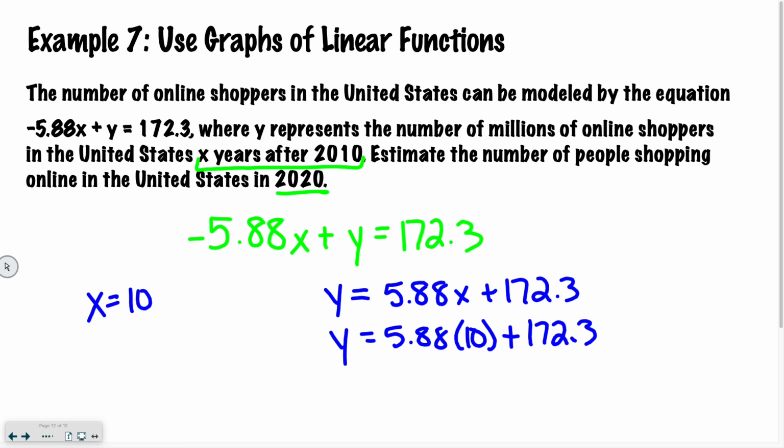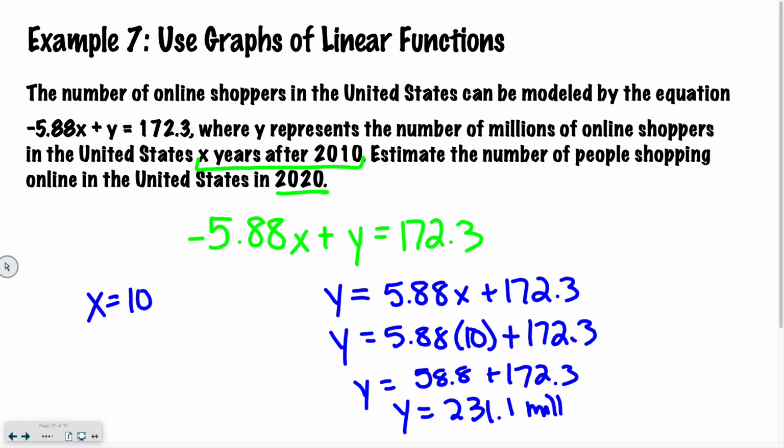5.88 times 10 would give me 58.8 plus 172.3. And I would find out that it's 231.1 million shoppers in 2020. And that's all I would do.